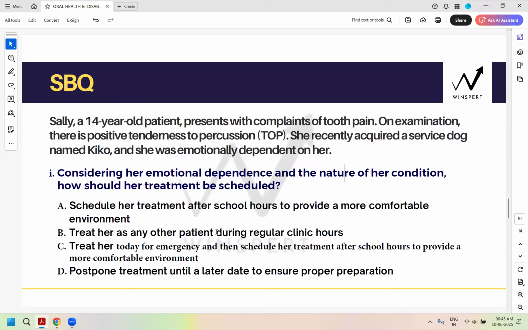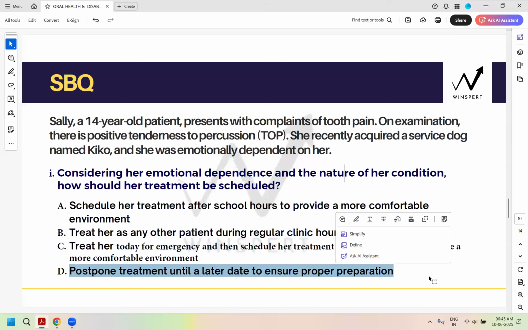You will not treat her as any other patient during clinical hours. You will not postpone the treatment until a later date to ensure proper preparation. That could have been done if there was no emergency chief complaint. Does that make crystal clear sense for everybody here? For all the 4 options given, the best answer would be C.